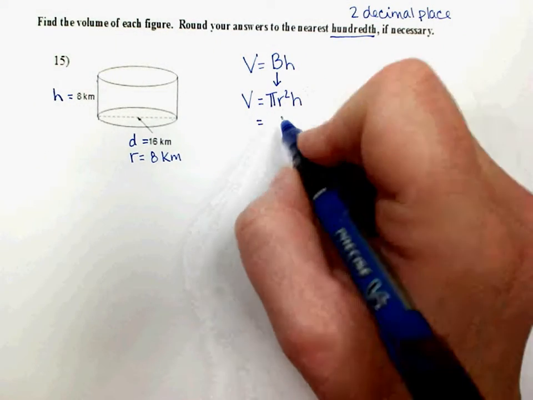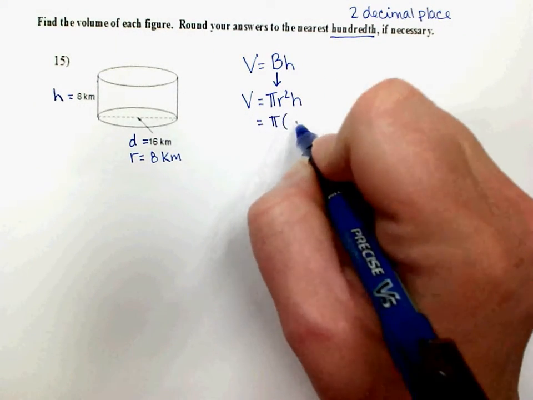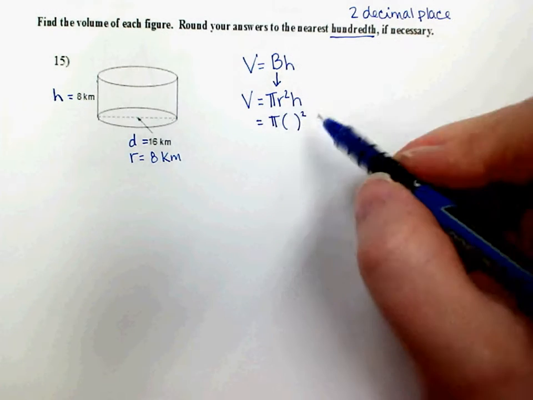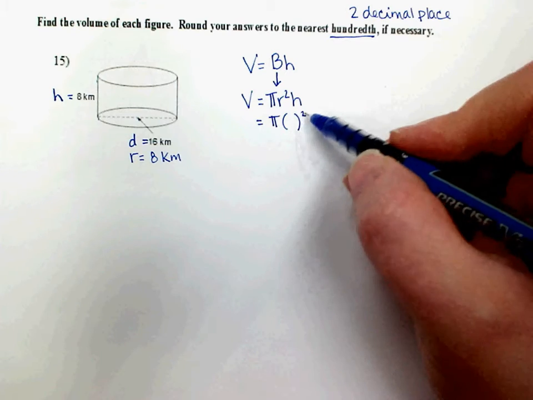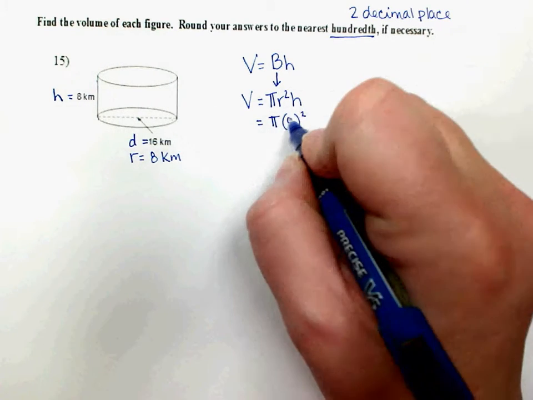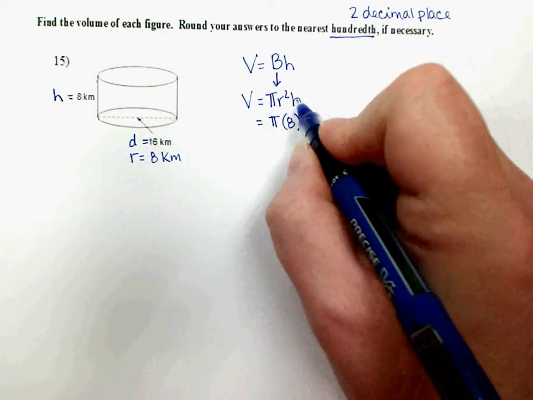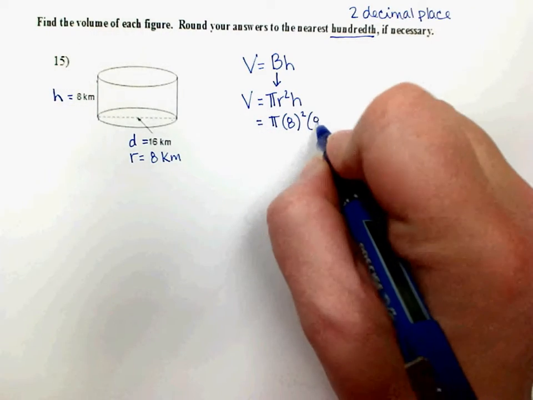So my volume is pi times the radius squared. So I'm going to put this number that's the radius inside this parentheses to remember to square it. And that's going to be 8. And then we're multiplying that by the height, which is also 8.